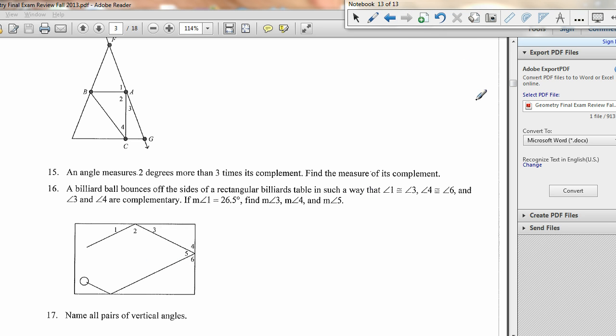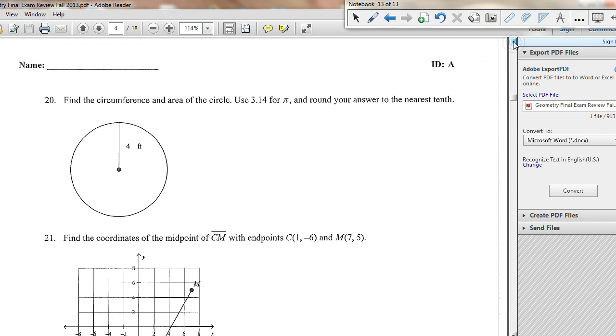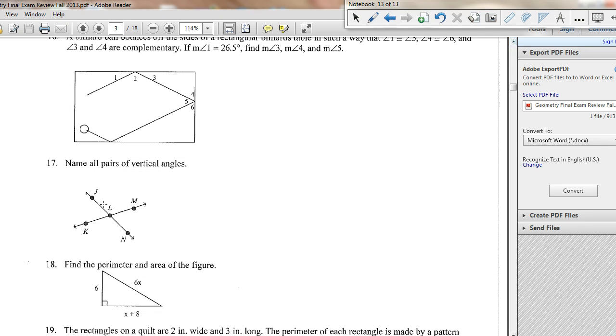Next question. Name all vertical angles in this. Vertical angles are ones that are directly across from each other. So angle JLM and angle KLN are vertical angles. You've got this angle right here, MLN and JLK are vertical angles. Vertical angles are congruent to each other.